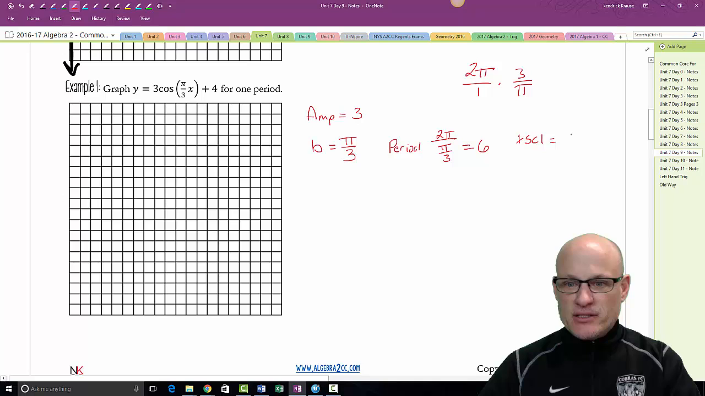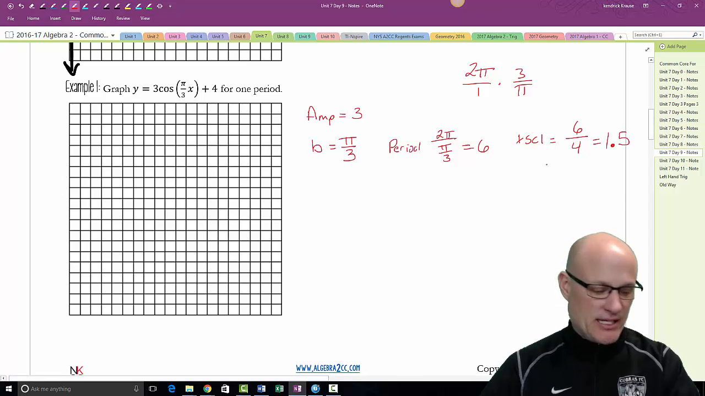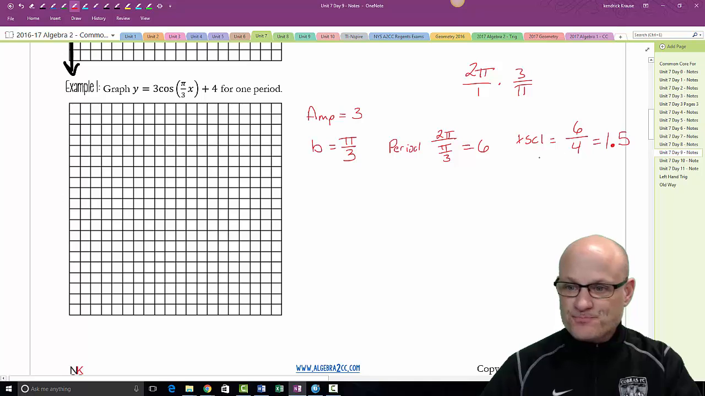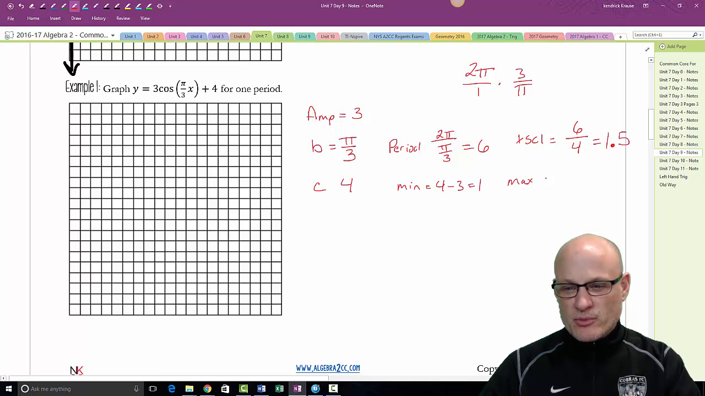It means my x scale is going to be 6 over 4. That's 1.5. Well, that's really strange. All right. My C value is 4. My min will be equal to 4 minus 3, which is 1. And my max will be 4 plus 3, which is 7.